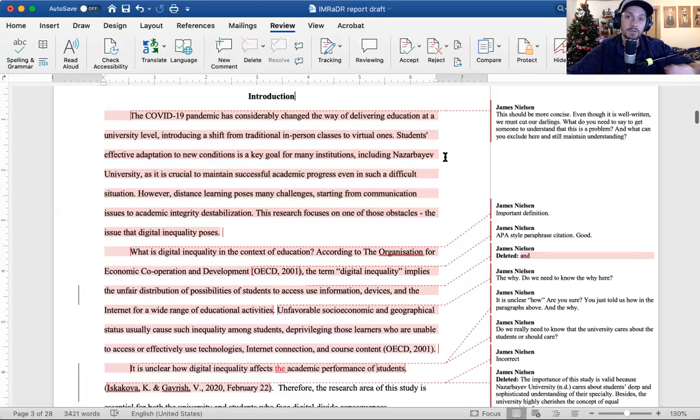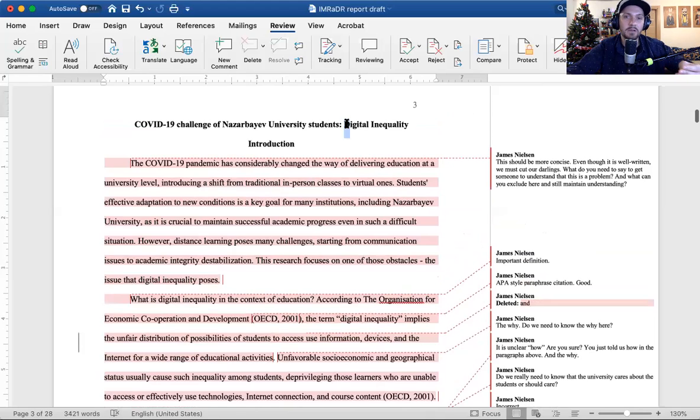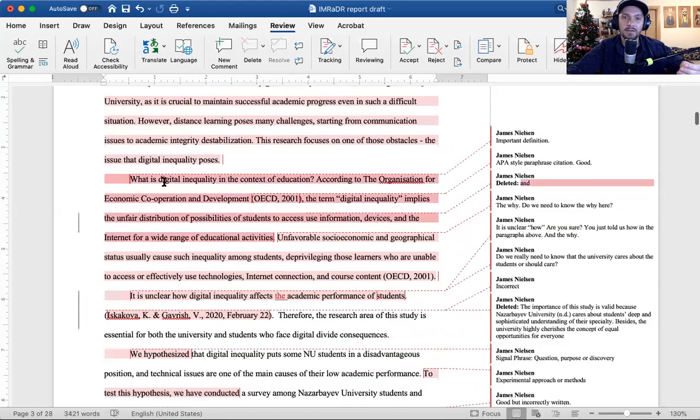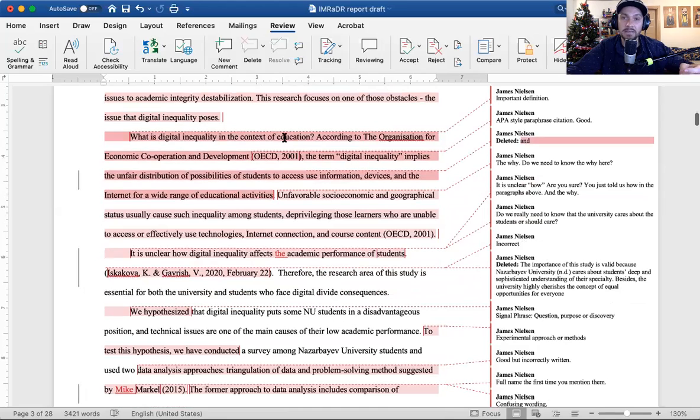What we want to get to really quickly is to prove that digital inequality among students is in fact a problem and connect it to NU. That's what we need to show in the introduction here in the first couple paragraphs. The problem is they don't do that. They explain what digital inequality is in the context of education, which is great. We need these types of definitions.